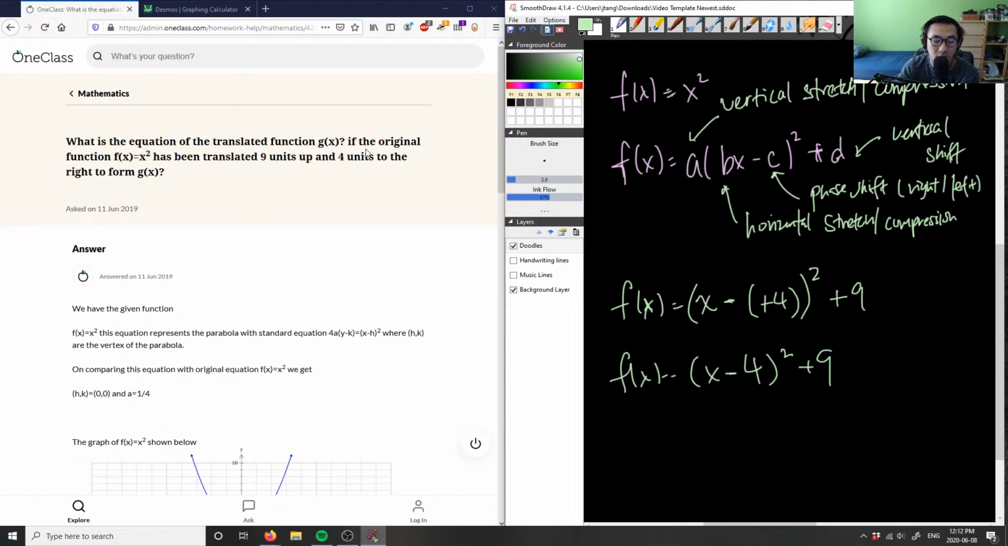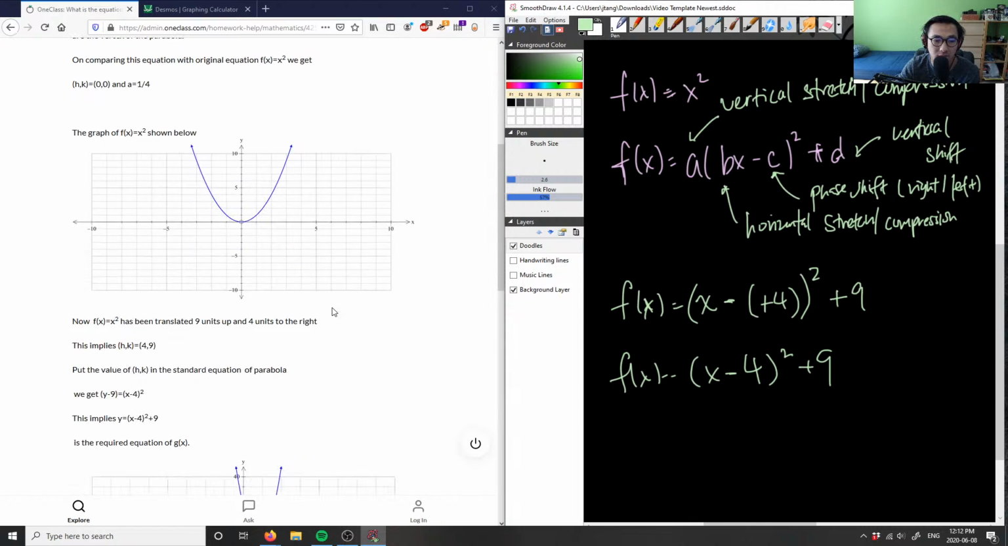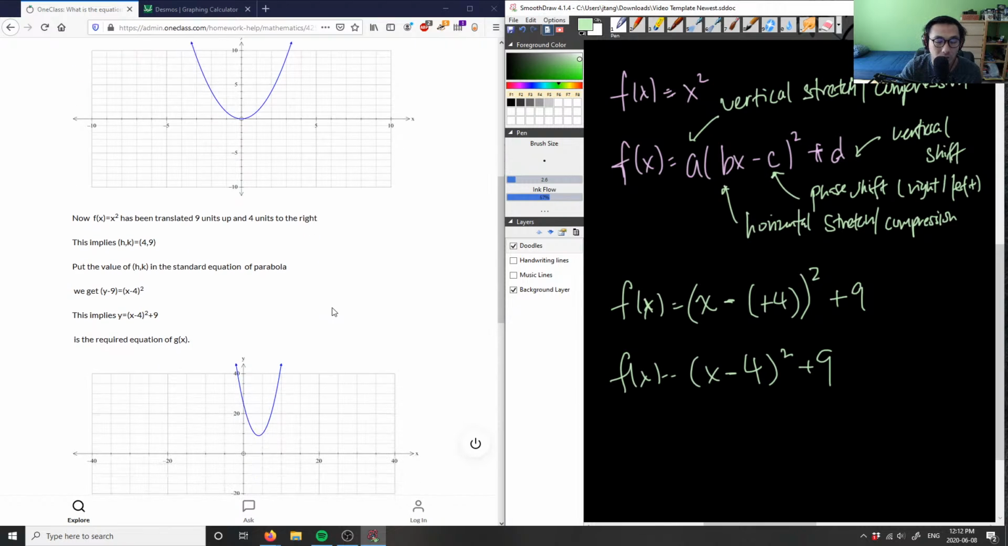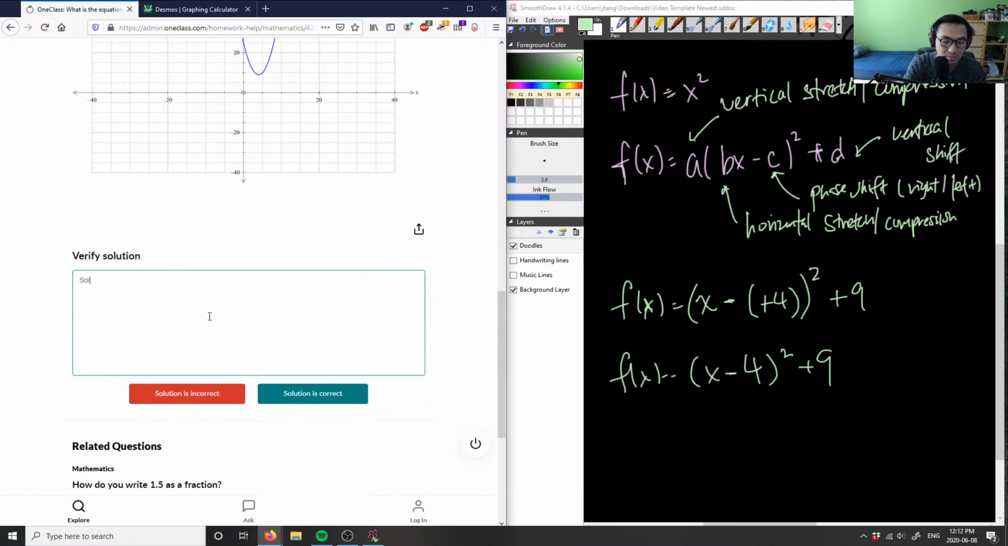That's if our original function has been translated 9 units up and 4 units to the right. So this here is our correct answer for our solution, for our question. Again, this is the correct solution, which is good. And as you can see, they actually showed you a graph as well. So x minus 4 squared plus 9. This is the correct solution.